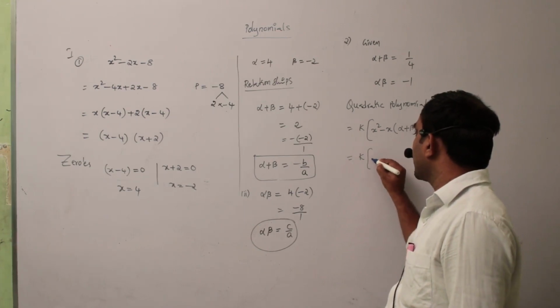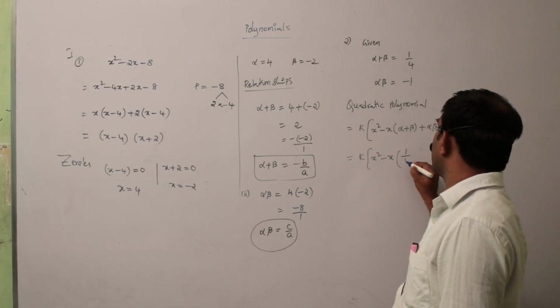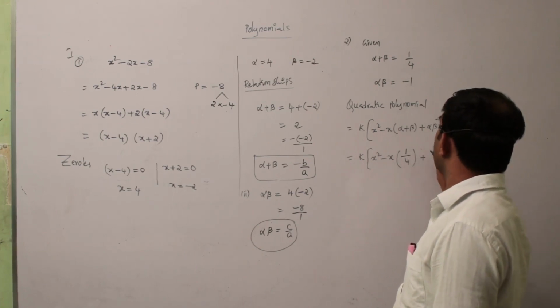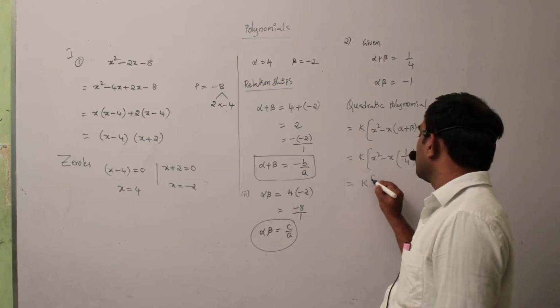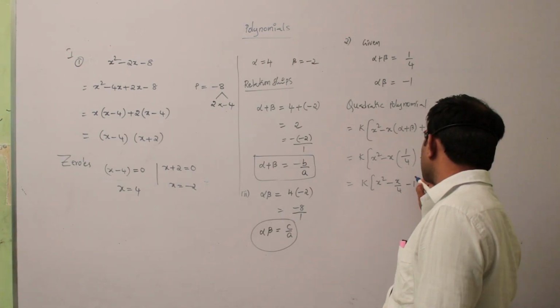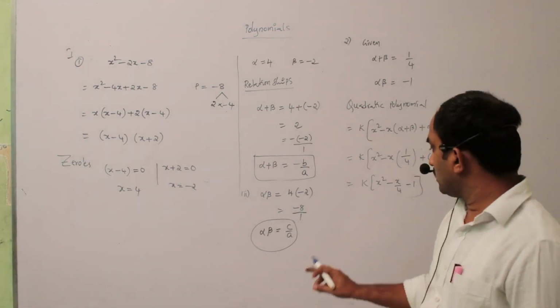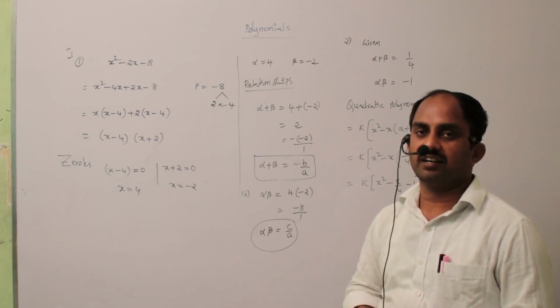So k into x square minus x into alpha plus beta, which is nothing but how much? 1 by 4, plus alpha into beta, which is nothing but minus 1. So k into x square minus x by 4 minus 1. Now see this one. Here generally k is any real number. So k is a constant.